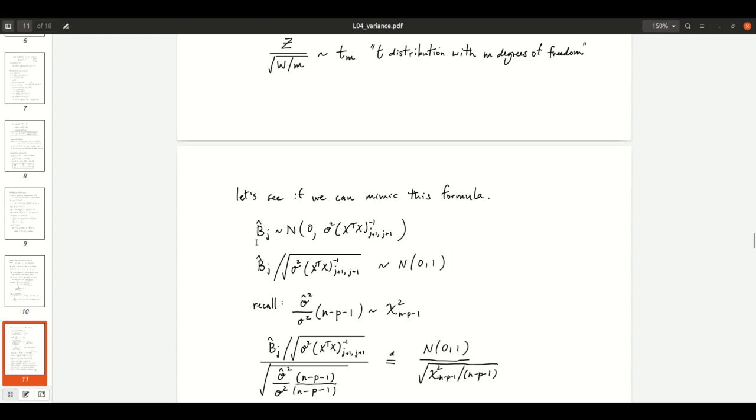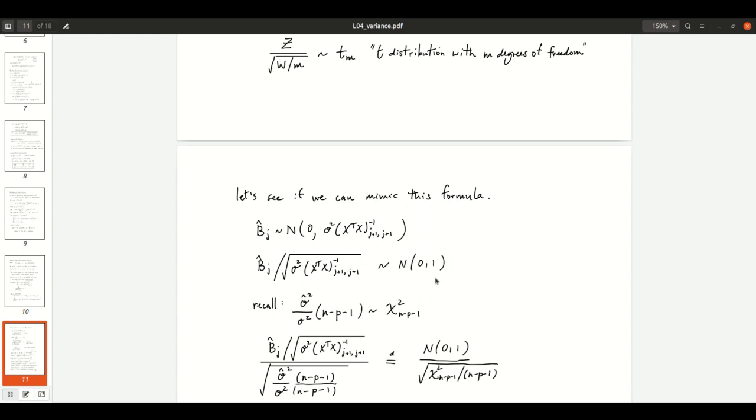So we'll start here. We know that b hat j is normal with mean 0 under the null. Remember, the null hypothesis is that b sub j is 0 in this particular case. And its variance is the following. Again, we don't know sigma squared, but it turns out that's not going to be important here, and we'll see why. So if we take b hat j and divide it by its standard deviation, which is just the square root of its variance, then this quantity here has a normal 0, 1 distribution.